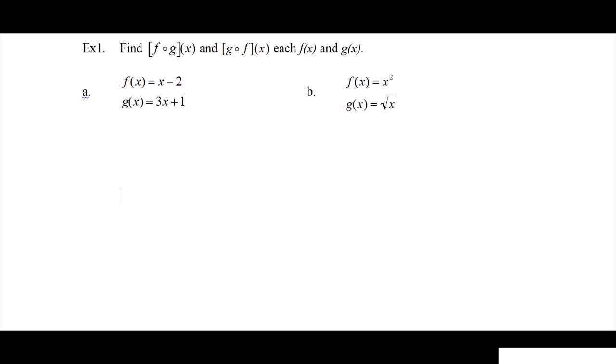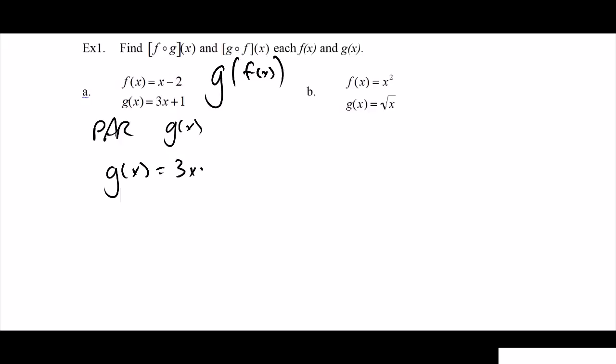Now, what if we wanted to find g of f of x? If we wanted to find what is our g function when we substitute our x's for f of x? So same thing. What is our parent function? Our parent function is going to be our g of x. So we're taking our g of x, and we're replacing all our x's with our f of x. So 3 times our f of x plus 1.